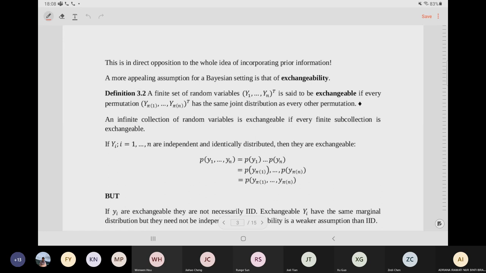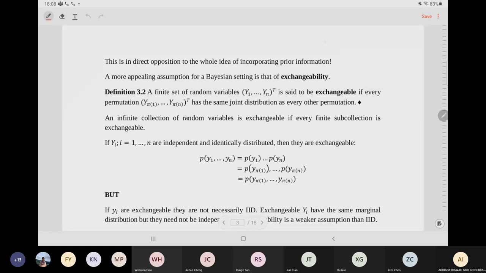Okay, so for example, if you have three variables, Y1, Y2, Y3, then the joint PDF of Y1, Y2, Y3 is the same as that of Y2, Y3, Y1, and so on. Okay, so when you say permutation, it's actually the ordering of your random variables inside your joint PDF. Okay, you might think they are the same. The joint PDF of this one and this one are the same, but sometimes they are not.